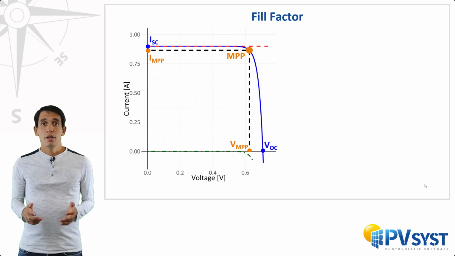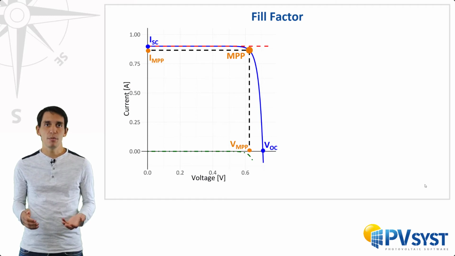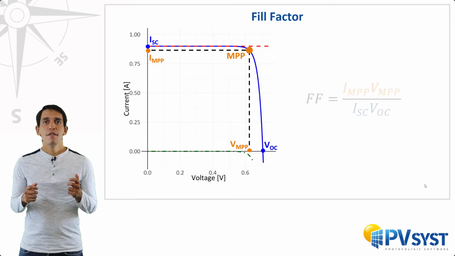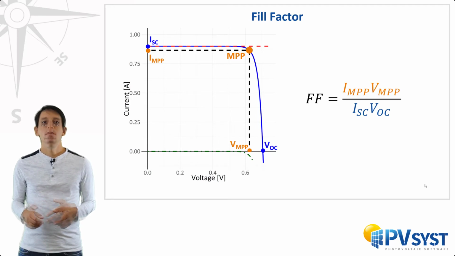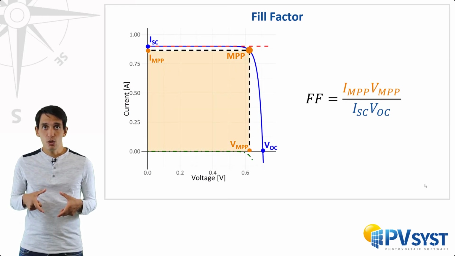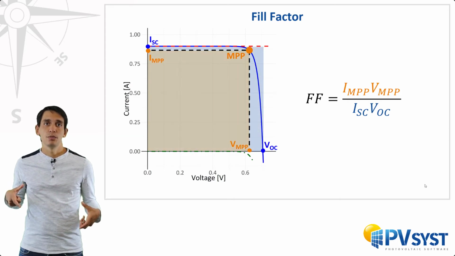The fill factor is a popular parameter for describing solar cells and modules, even though it is useless when modeling PV cells and modules at the system level. Fill factor is defined as the ratio of the IMPP times VMPP to the product ISC times VOC. This is illustrated in this plot, where fill factor is the ratio of the area of the orange rectangle, which represents PMPP, to the area of the blue rectangle.